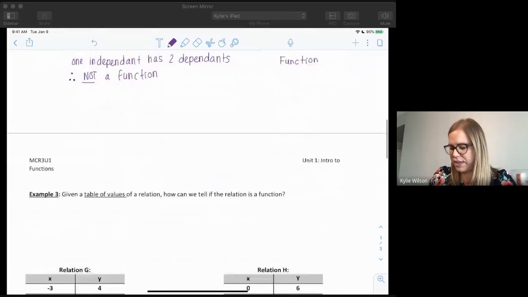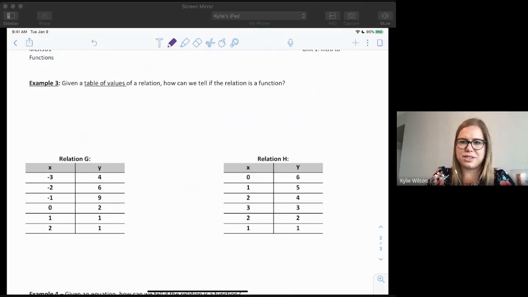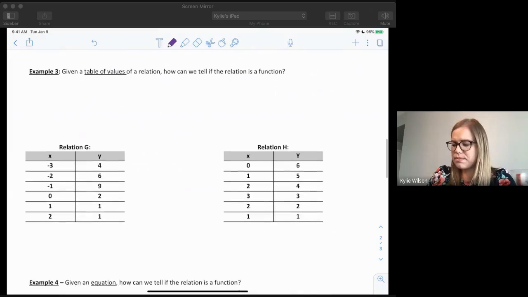So let's do a table of values. The table of values is very similar to our ordered pairs. It's just our ordered pairs written in a little bit of a different way. Similarly, I want to see if I have any of the same x values. So I'm going to look up and down this column and look for any matching numbers. I have negative 3, negative 2, negative 1, 0, 1, and 2, and none of them are the same. So I can say right away that this is a function.